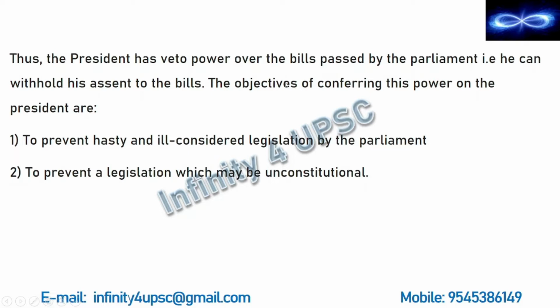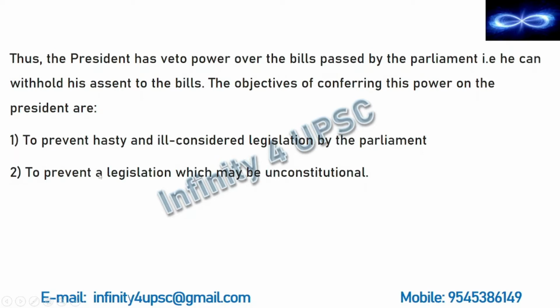Now what are the objectives of conferring this power on him? There are 2 points. One, to prevent hasty and ill-considered legislation by the Parliament. Hasty in the sense, a decision made quickly without giving much thought to it. Ill-considered means it has not been considered properly, not been discussed properly, or it has been discussed incorrectly, not in a correct manner. So these kinds of mistakes can be avoided by the President.